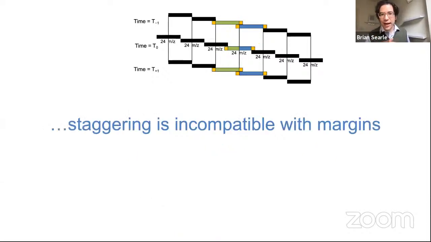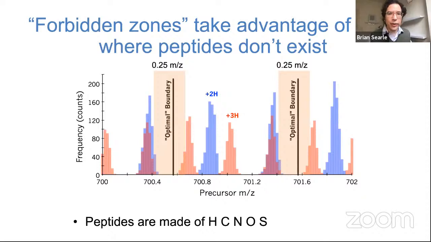That said, staggering is incompatible with this idea about putting margins on the side. So we have to come up with a different strategy for dealing with that. And this is where we think about what we call forbidden zones. Forbidden zones take advantage of the fact that peptides are made of the same stuff. They're all made of hydrogen, carbon, nitrogen, oxygen, sulfur. And because they're made of the same stuff, they can only have certain precursor masses.